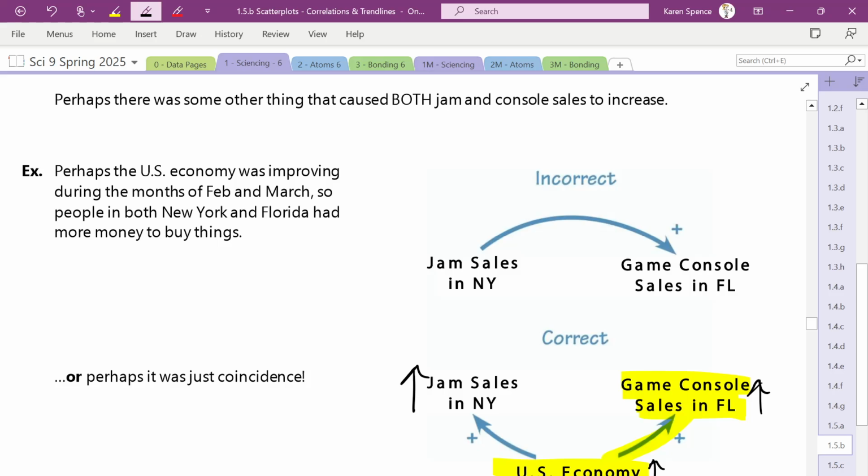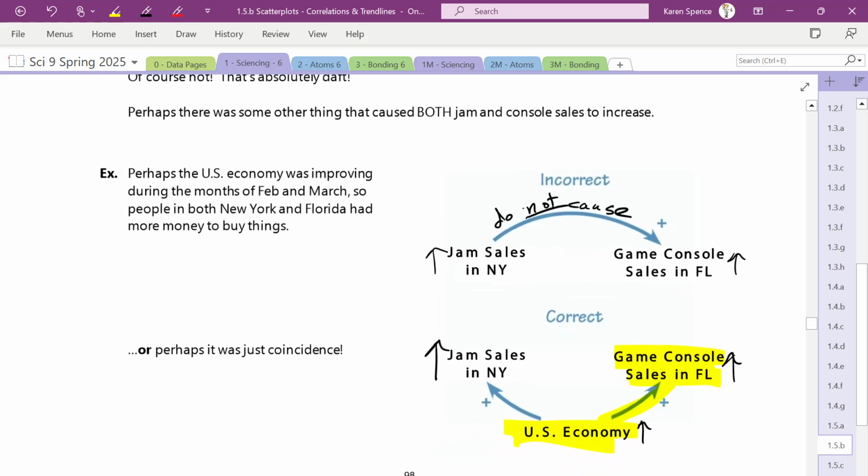But it is not correct that the jam sales do not cause, that looks like donut. I'm going to change that. Do not cause an increase in that. Or maybe it was just a coincidence. That could be too.